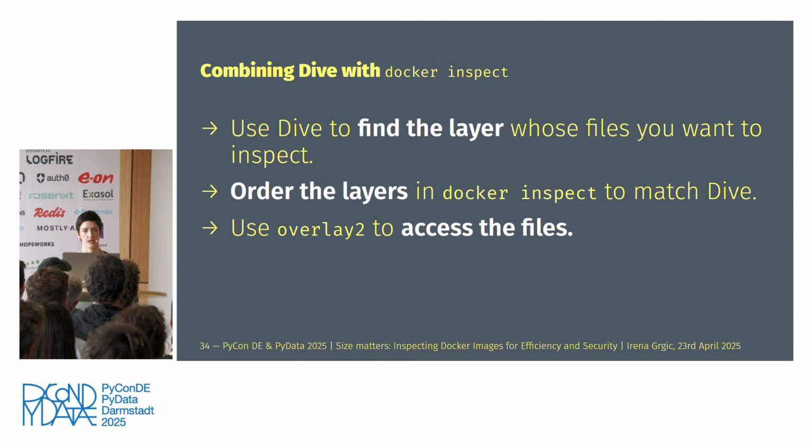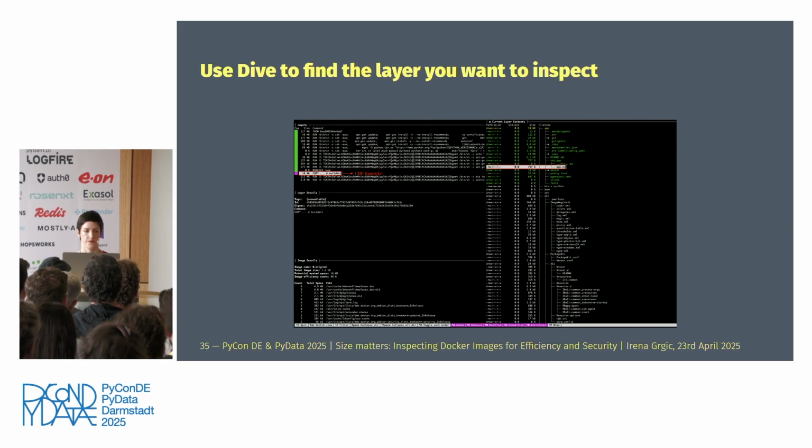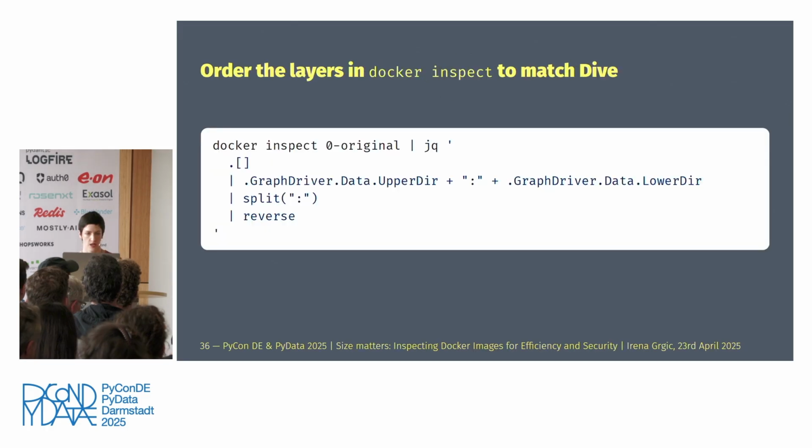Then we will use docker inspect to find the directory paths, and we will use overlay2 to access the files. So for example, I've seen here, okay, there is a COPY . . command, and this is the 14th layer, aka the 14th lower dir. And I see on the right-hand side, okay, there was a file app.py. I want to see the contents of that file. What does this file contain?